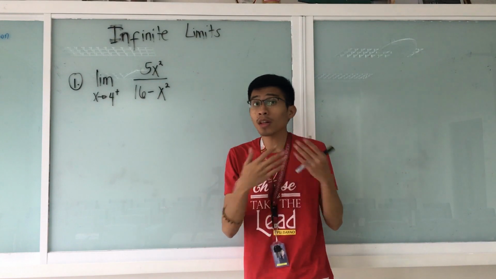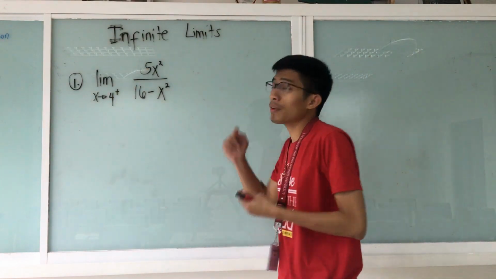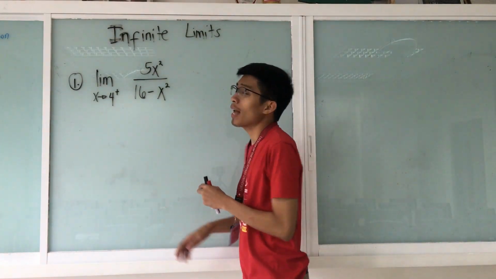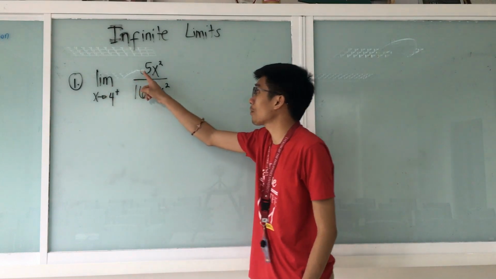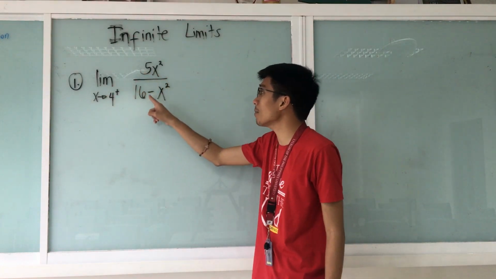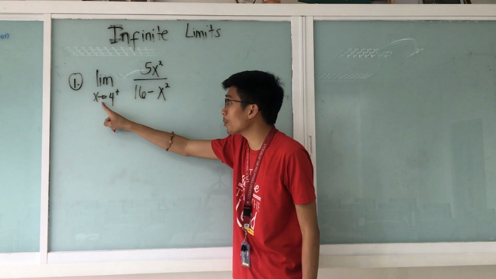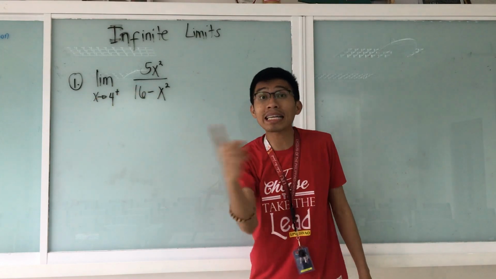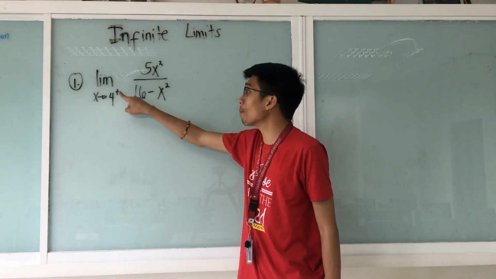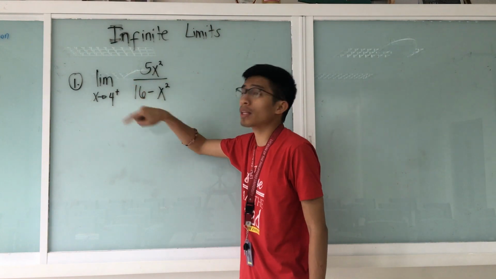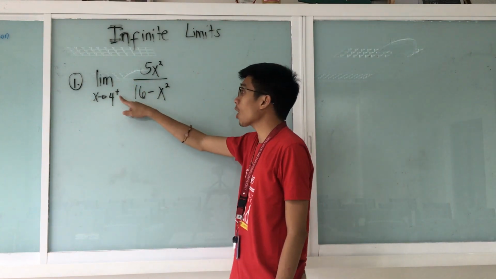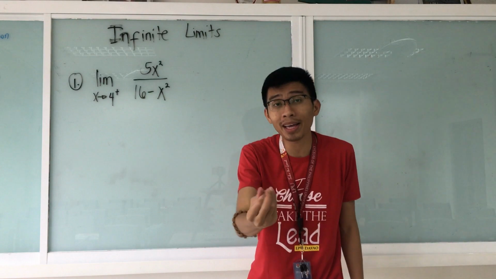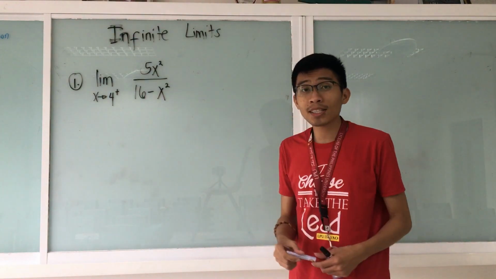In this video, let's solve lots of examples involving infinite limits. For example, number 1, I have here the limit of 5x squared over 16 minus x squared as x approaches 4 positive. When I say 4 positive, we observe that there is a positive sign at the top of the number. It means to the right of positive 4. So let's solve this one.